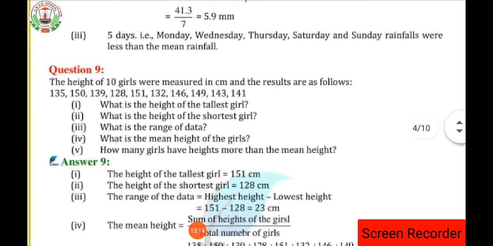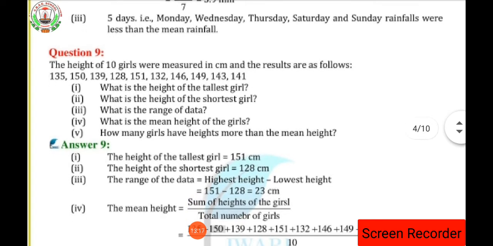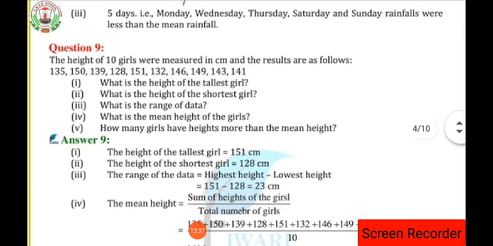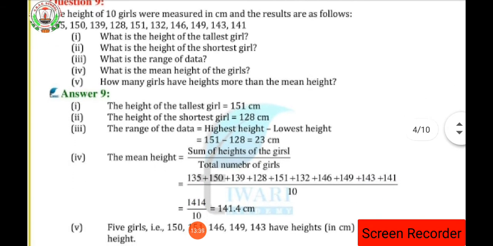And the third question, what is the range of the data? So the range formula is highest minus lowest. So the highest height is 151 and the lowest height is 128. Subtracted, we will get the answer as 23. So the range is 23 centimeter. Clear? Then the fourth part of the question asks, what is the mean height of the girl?